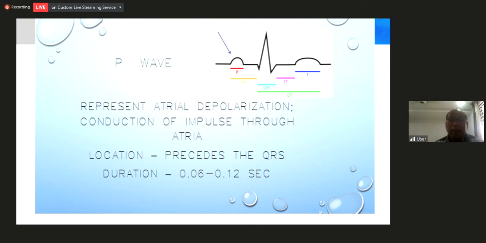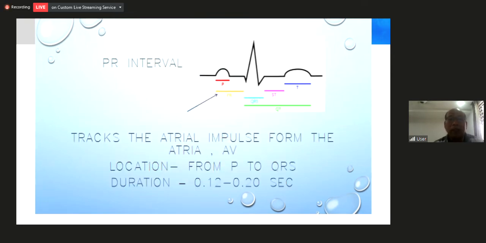Okay, next slide. Then the PR interval is the conduction from the SA node to the AV node. The duration is about 0.12 to 0.20. Why does this duration vary? It depends on the heart rate. If the heart rate is too fast, the duration will be around 0.12. Okay. Next slide.